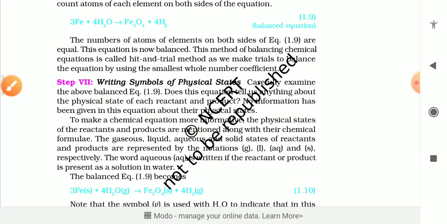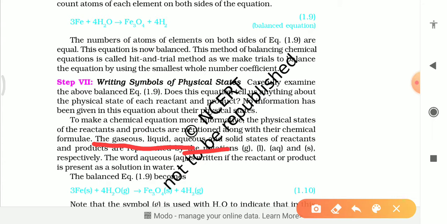See here, when you write this chemical equation, you have to write the gaseous, liquid, aqueous and solid states of the reactants and products. This is very important, and this makes the equation more informative. It's very important to know how to write the physical state, with gaseous, liquid, aqueous and solid.